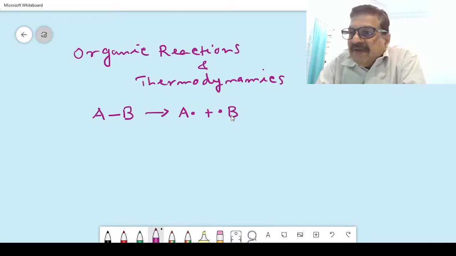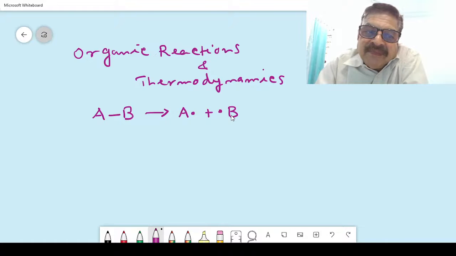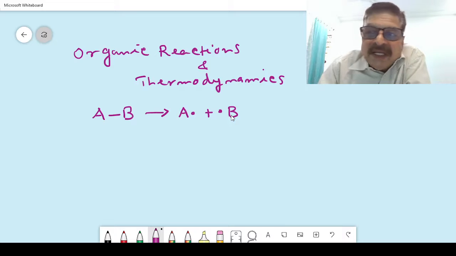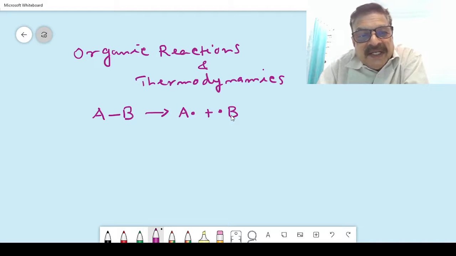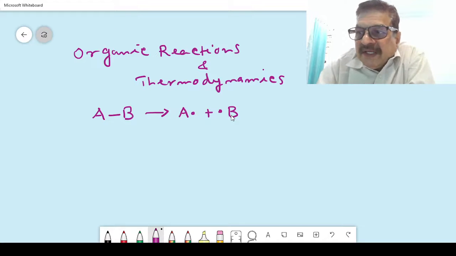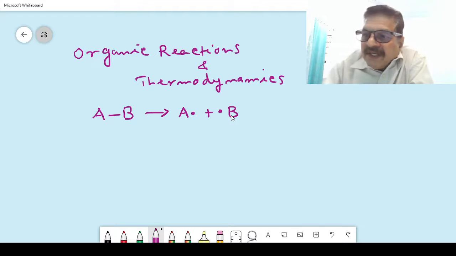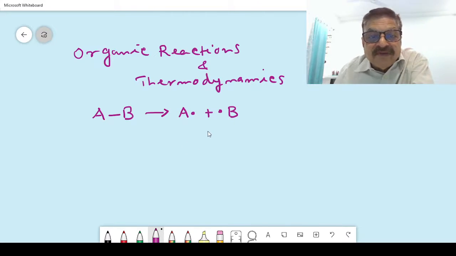Now, you see, how will the bond break? Only when energy is applied. The energy needed to homolytically cleave a covalent bond. This is AB, a covalent bond. For breaking this covalent bond into radicals, that is homolytic cleavage, we need energy. Energy is to be supplied to the molecule here. The energy needed to homolytically cleave a covalent bond is known as bond dissociation energy.